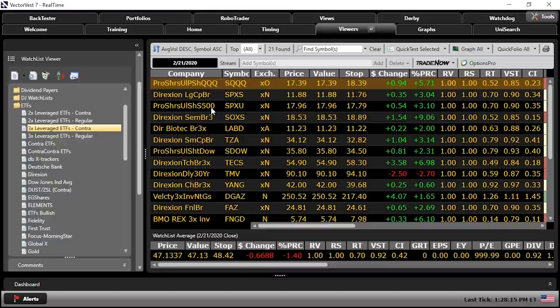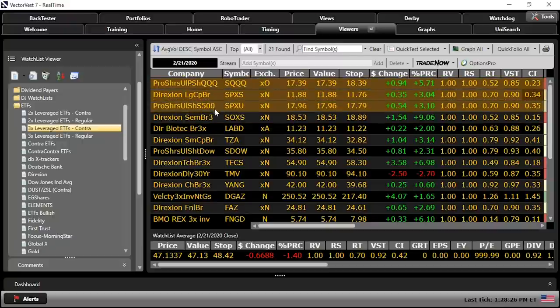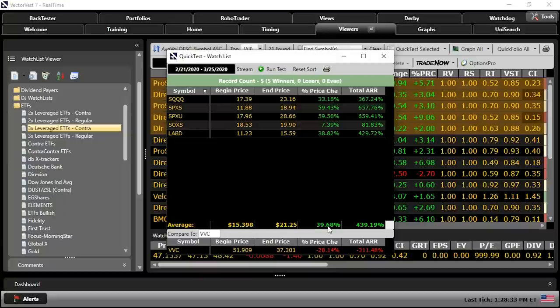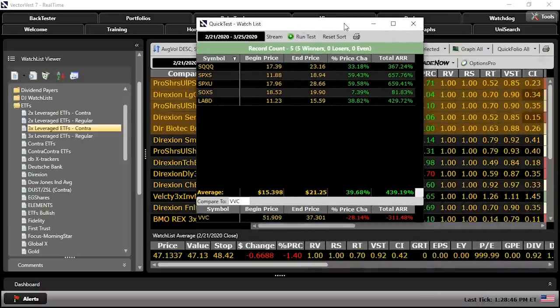Let's highlight those. 1, 2, 3, 4, 5. Wow, that's interesting. Got to get my fingers together. Here's the top 5. Let's quick test to select it. Wow, 39%, every single one made money. The Qs, the S&P 500. Man, and actually, large cap, S&P 500, all 5 were different indexes. How cool is that, folks?